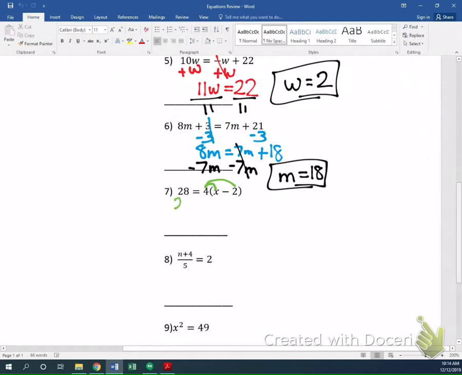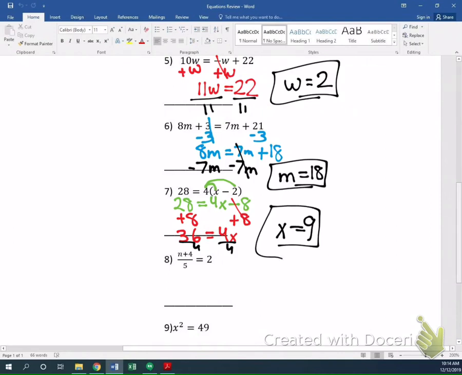It's called distributing. So I have 28 equals, you multiply the 4 and the x, you get 4x. You multiply the 4 and the 2, you get a minus 8. Then what? Add 8 to both sides. That gives me 36 equals 4x. Now what? Divide by 4. What is 36 divided by 4? 9. So you could write 9 equals x, or x equals 9 is usually how we write it.